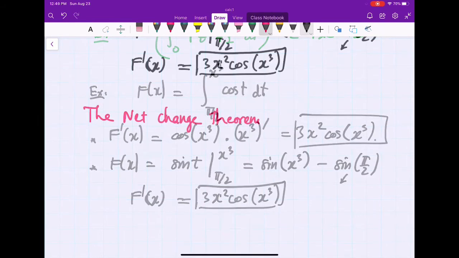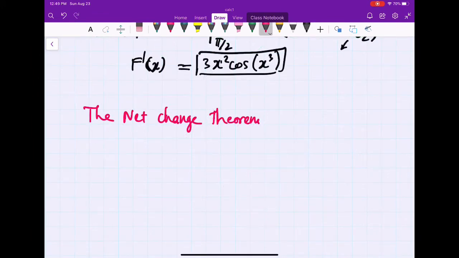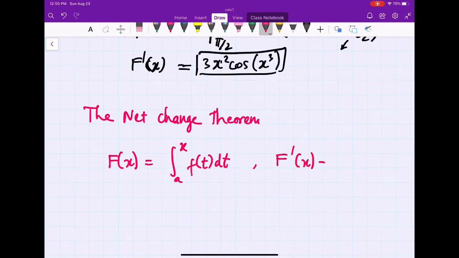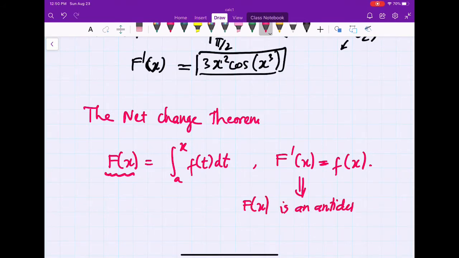Does that make sense? Now let's go back to the very first formula, when we consider the function F of x equal to the integral from a to x of f(t) dt. And we just figured out from the second fundamental theorem of calculus that F derivative of x is equal to f of x. That means the capital function F(x) is an antiderivative of the function f(x). Is that correct? So from here I can write that F is an antiderivative.